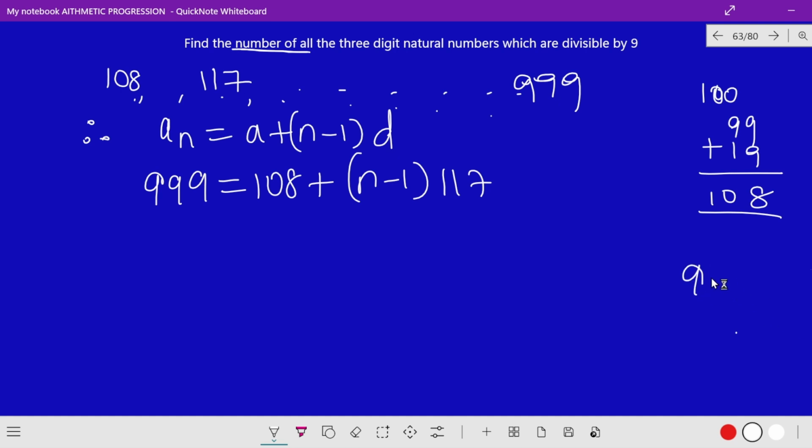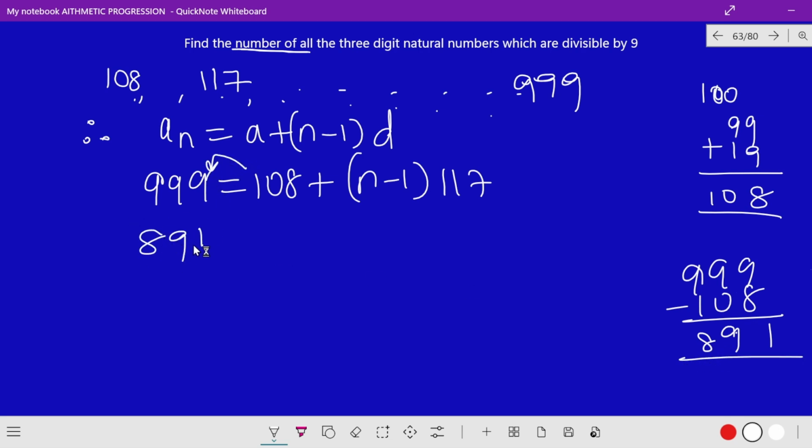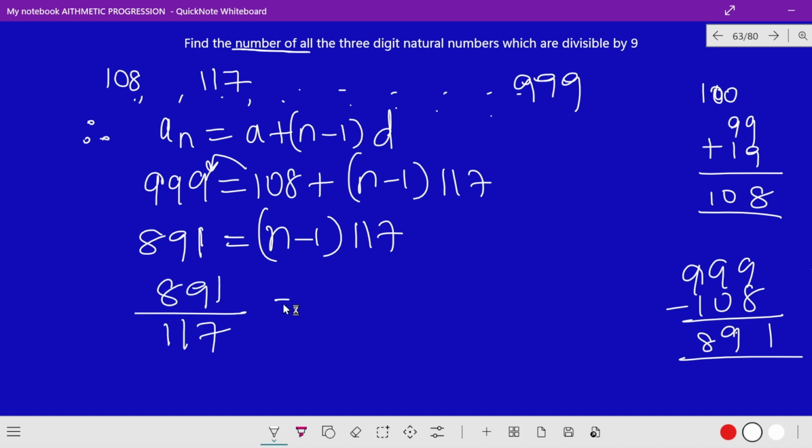What do you get? 999 minus 108, 891. So 891, bring the 108 beside 891 is equal to n minus 1 into 117. Bring the 117 down. 891 divided by 117 is equal to n minus 1. Okay.